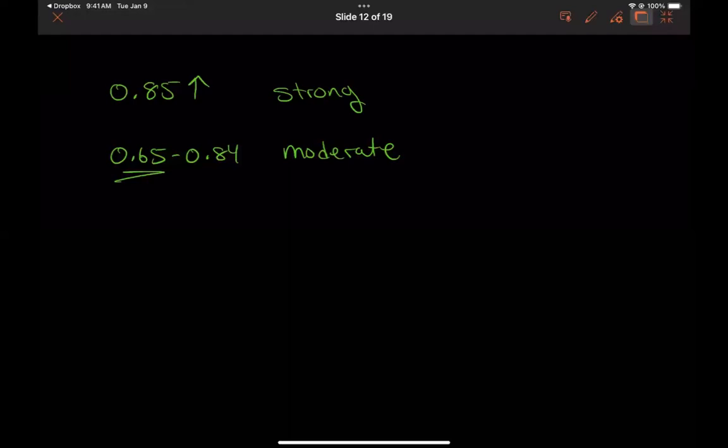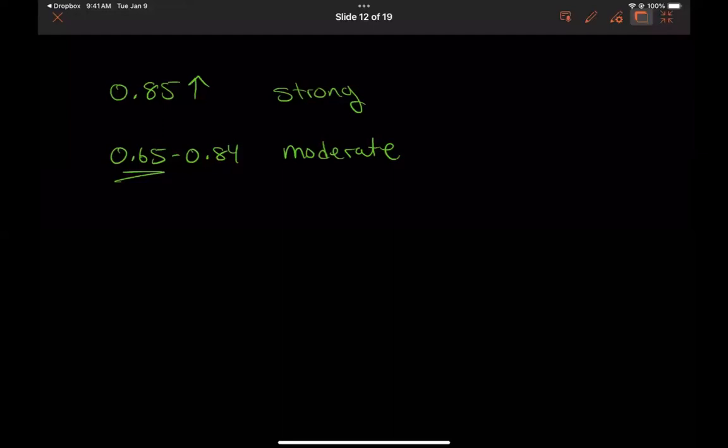Now, this is just a rule of thumb. This is just what I do. If you said 0.8 and you called it fairly strong, I would probably give it to you. But if you said the 0.65 was a strong relation, I'm probably going to mark points off. So there's some wiggle room here. There is definitely wiggle room.